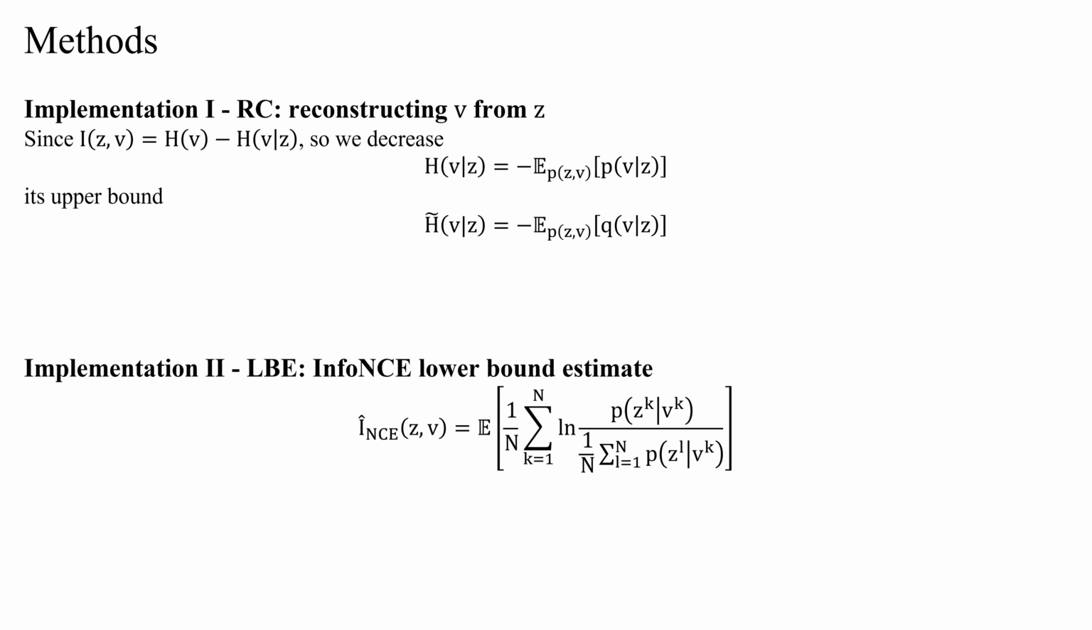To this end, we consider two implementations to achieve it. The first one is to reconstruct the input from the representations. This is more intuitive and performs better. The second one is to use the InfoNCE lower bound estimate. This only needs representation-level calculation and has broad applicability.